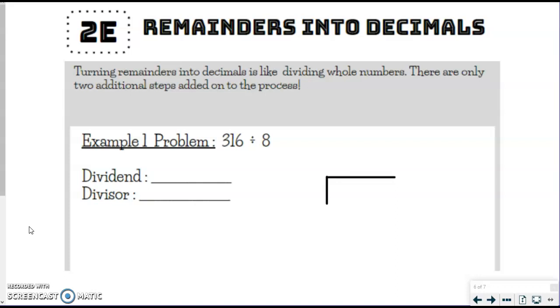So we want to turn remainders into decimals. It's kind of like dividing whole numbers. Very simple. Same process. There are only 2 additional steps added onto the process. I want you to write these out. So we have pop it up, meaning pop up the decimal. You'll see what I mean in a bit. And add a 0. Those are what you'll need. Once you get to that point where you normally would write a remainder, you're going to do these steps instead.